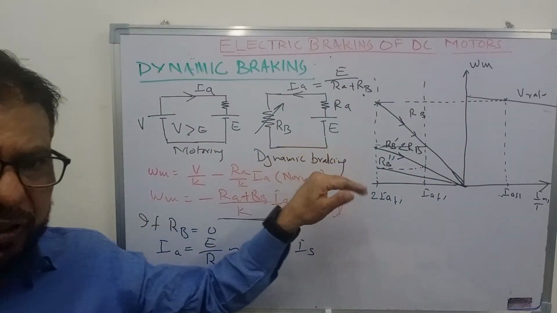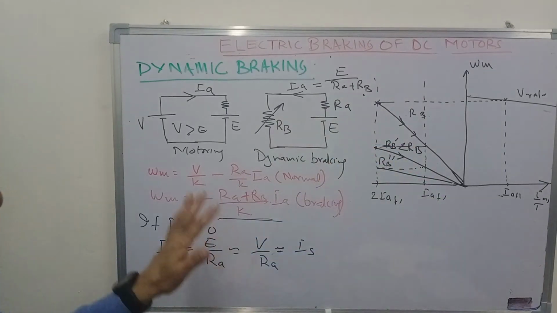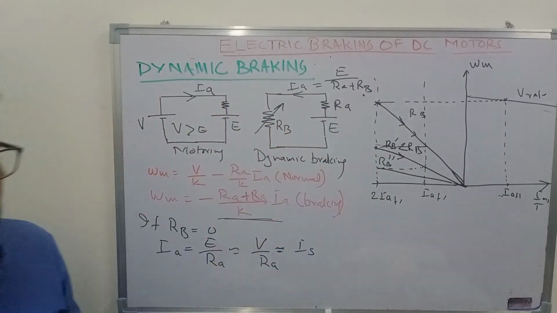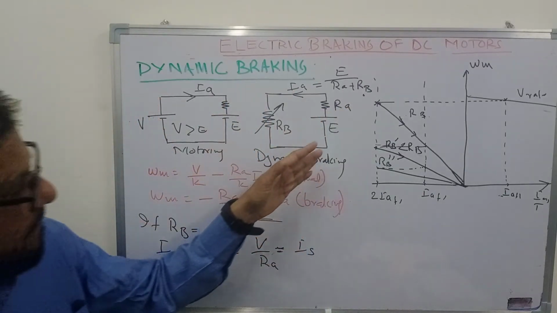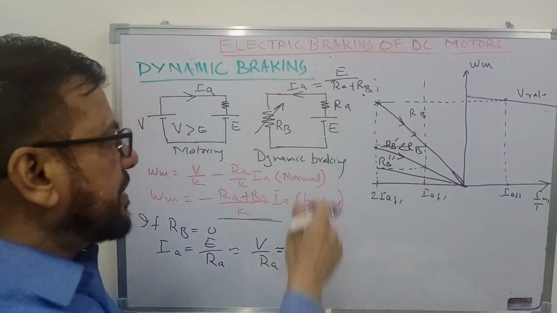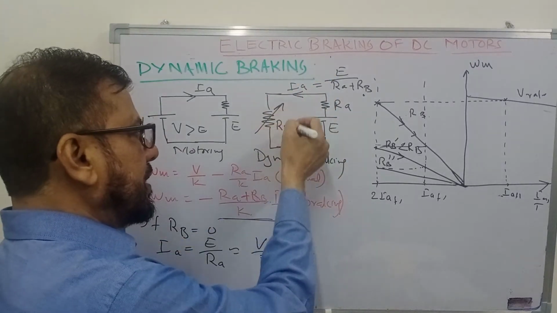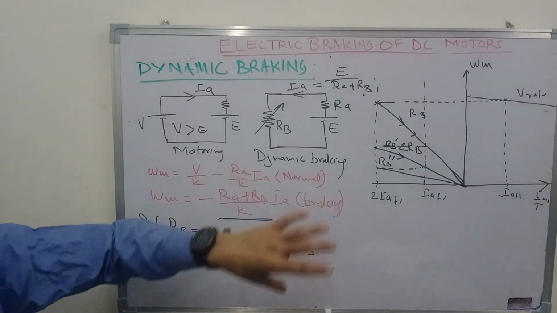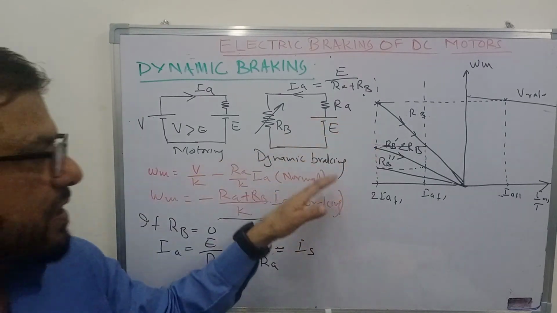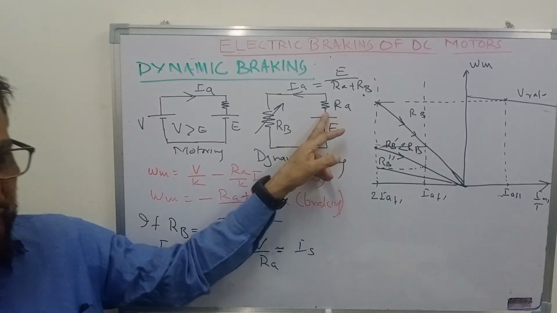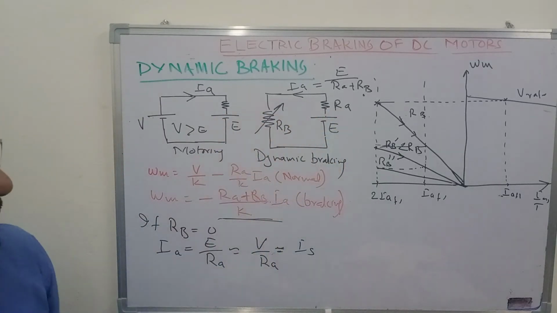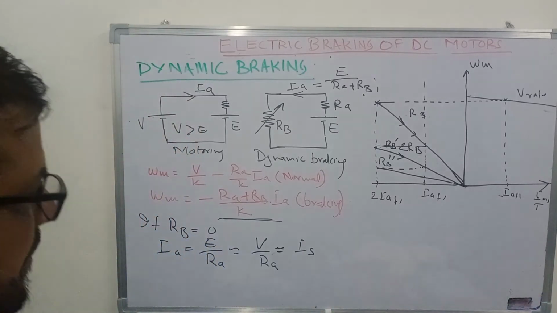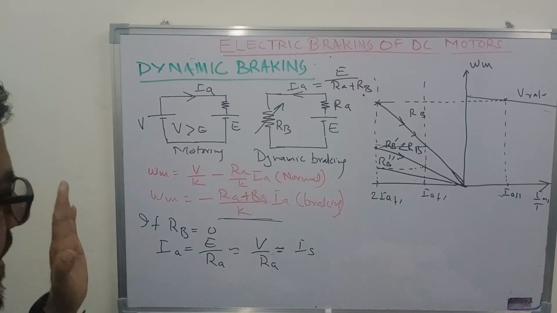If you compare this method with regenerative braking, you can see that in this case the energy which was stored in the mechanical system of the motor, the kinetic energy, will be released and absorbed by the braking resistance and the armature circuit resistance. So the energy which was stored there is wasted in the form of heat across the armature circuit resistance and the external resistance. So this is an inefficient method as compared to the regenerative braking method. This is what is known as dynamic braking.